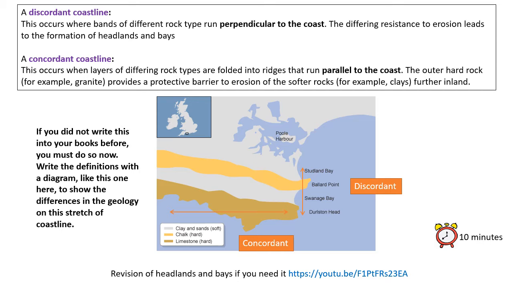So what I'd like you to do is to jot those two definitions down and do a simplified version of that diagram, just to show which is discordant and which is concordant. You don't need to put Poole Harbour in, you don't need to write even the bays and the points on there. Just a simple diagram to go with those definitions to show which is which. That should be about 10 minutes. Pause the video now.